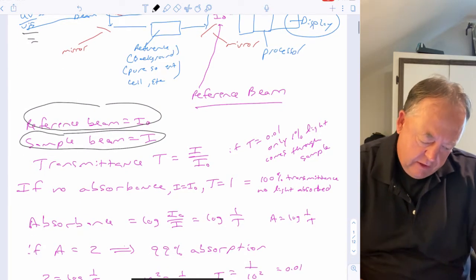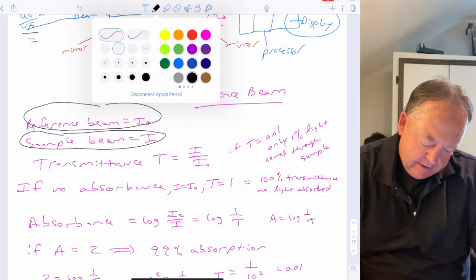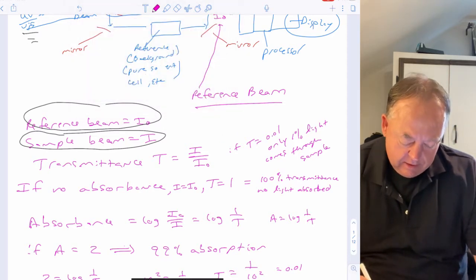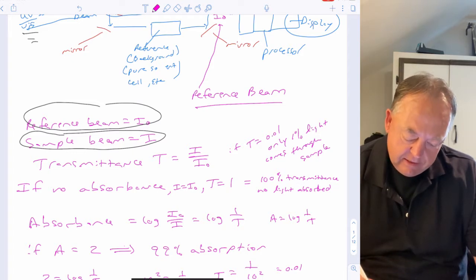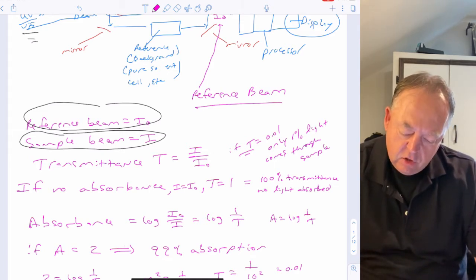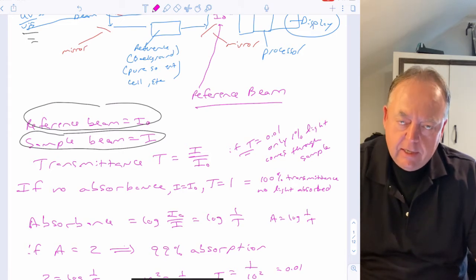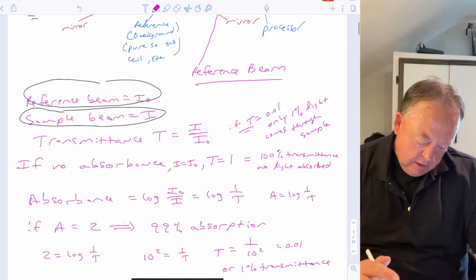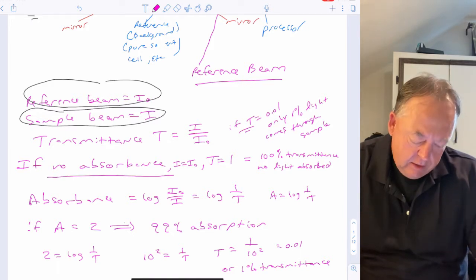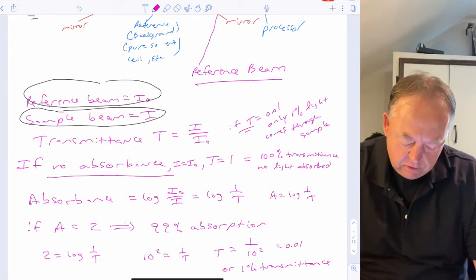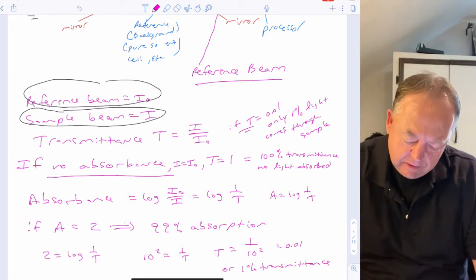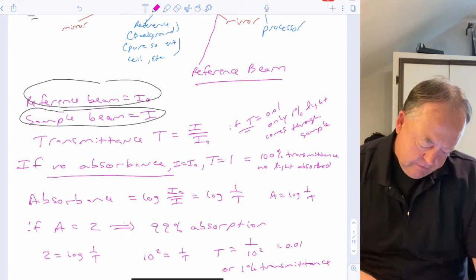In UV, transmittance is defined as the sample beam intensity divided by the reference beam intensity. So if transmittance is equal to 0.01, then only 1% of the light comes through the sample and 99% of the light is being absorbed. If there's no absorption, then sample beam intensity equals the reference beam intensity, so T is 1, which would be 100% transmittance, and no light is being absorbed.